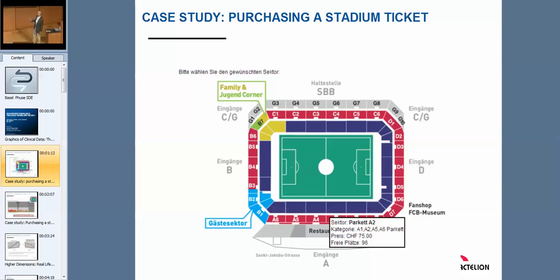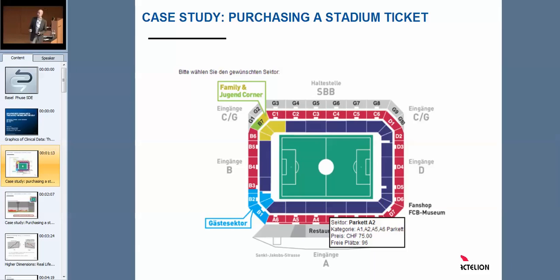If you click on I want a ticket on the home page, you get shown a map of the stadium. You see the field in the middle. You see the stadium all around. You can use the mouse and hover over the different blocks. And it shows you this is sector A5, A6. It's got 96 seats available. The price per seat is 75 and the like. So that's quite neat. And you can decide where you want to stand or sit.